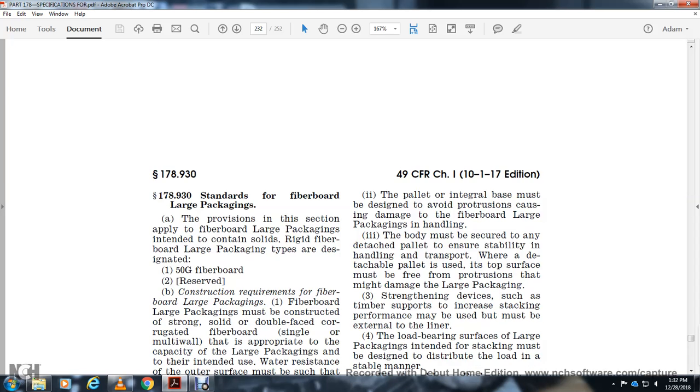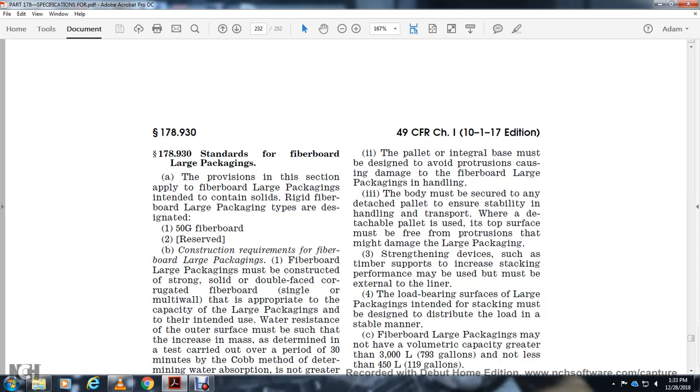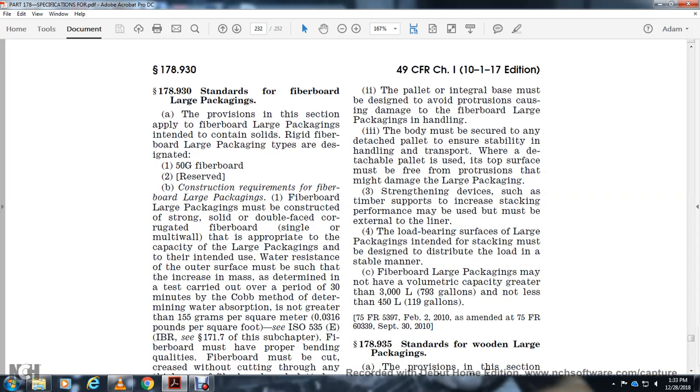Or 178.930, fiberboard large packaging. The provision section names the rigid fiberboard large packaging design, named 5DG fiberboard, and reserves construction requirements. Fiberboard large packaging must be constructed of double-faced corrugated fiberboard, single or multiple wall, appropriate to the capacity of the large packaging. The water resistance must be such that the increase in mass in a test carried out over 30 minutes by the Cobb method of determining water absorption is not greater than 155 grams per square meter.